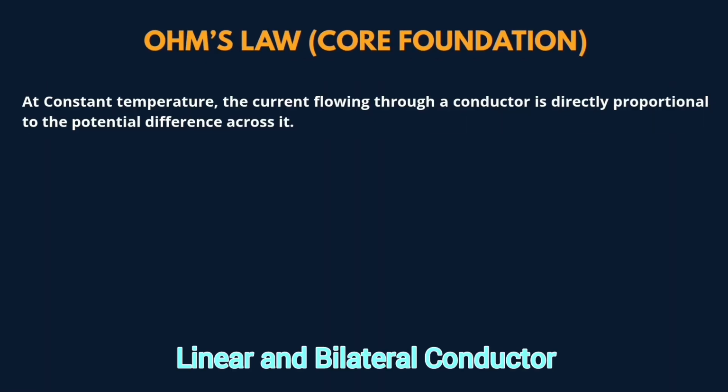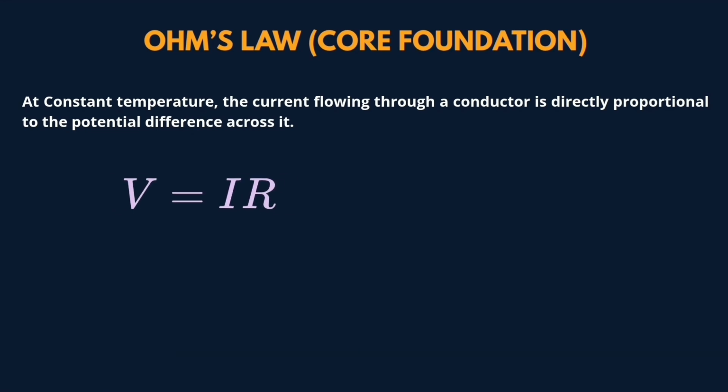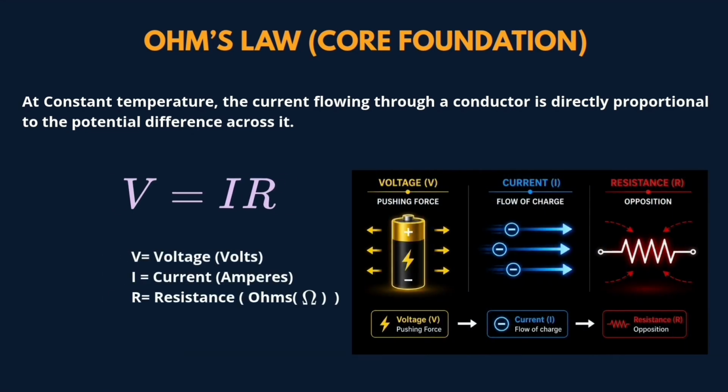Ohm's law states that for a linear bilateral conductor, the current flowing through it is directly proportional to the potential difference across its terminals, provided physical conditions remain constant, such as temperature. That is, V equal to IR, where V is the voltage, I is the current, R is the resistance. Increasing the electrical push, that is voltage in this case, increases current linearly. Increasing the atomic constriction, that is R, forces current down. If temperature changes, the linear relationship breaks down.